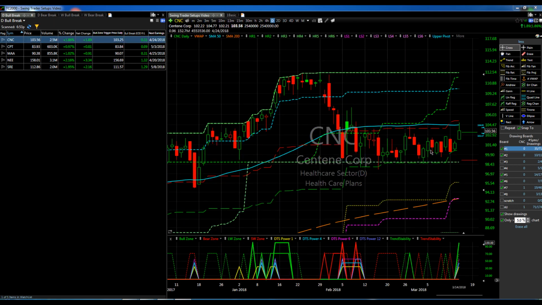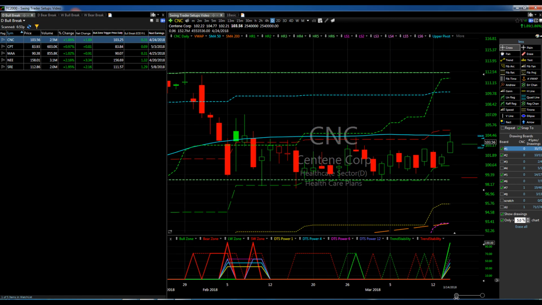CNC showed up today on the bull zone, got this long consolidation, just getting just enough momentum to show up here on this scanner. First time it's been here. Did hit the 50-day. Here's our level to qualify for staying in the bull zone. It stayed above the end of the day. It also came in with our momentum.